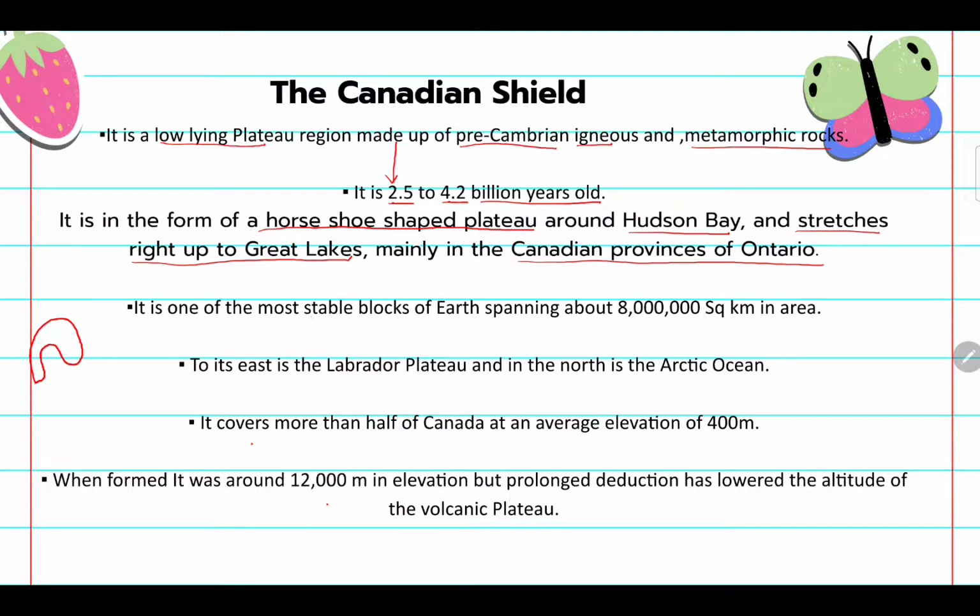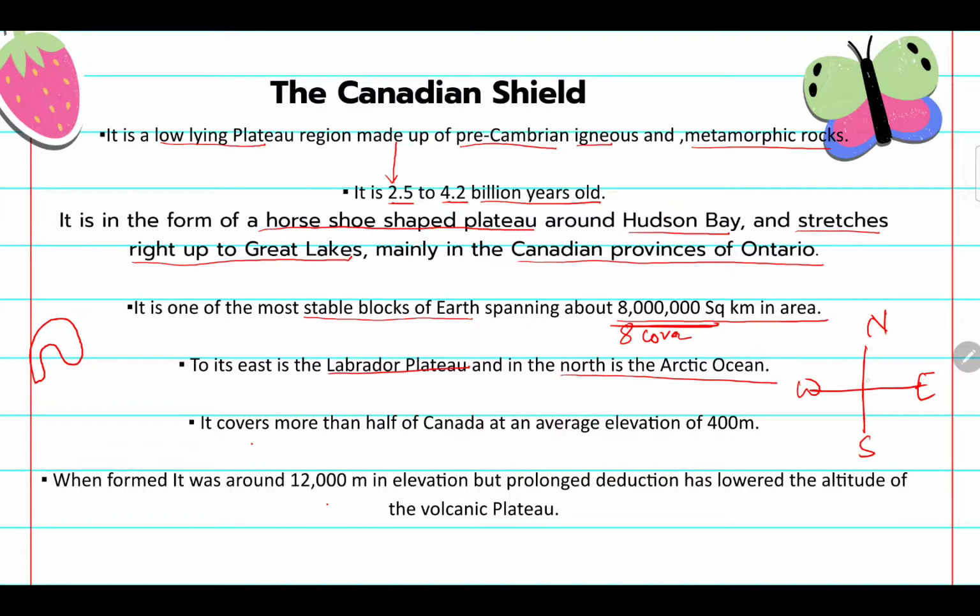It is one of the most stable blocks of the earth, spanning about 8 lakh square kilometers in area. Wait, it's not 8 lakh, it's 8 crore square kilometers. To the east it is the Labrador plateau, and to the north it is the Arctic plateau. If you can't understand this, just write it down because it will be important.